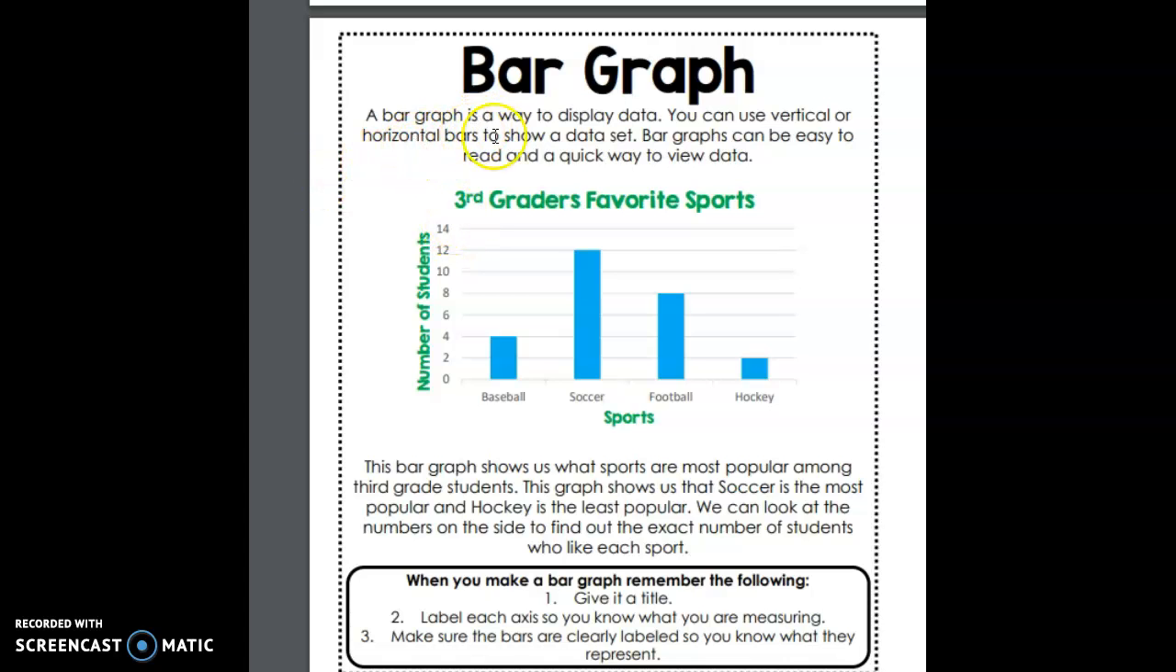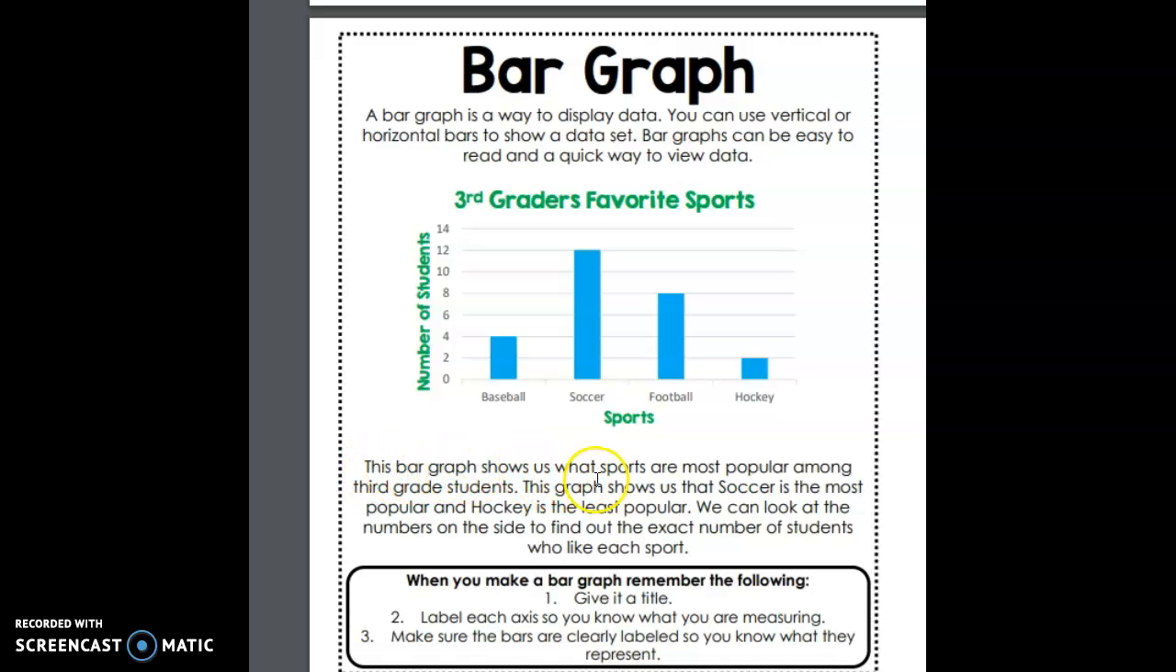So in this bar graph, you can use vertical or horizontal bars to show a data set. Bar graphs can be easy to read and a quick way to view data. This is a really common way when I tell students that they have to draw a graph. They choose a bar graph because a bar graph is typically pretty simple.